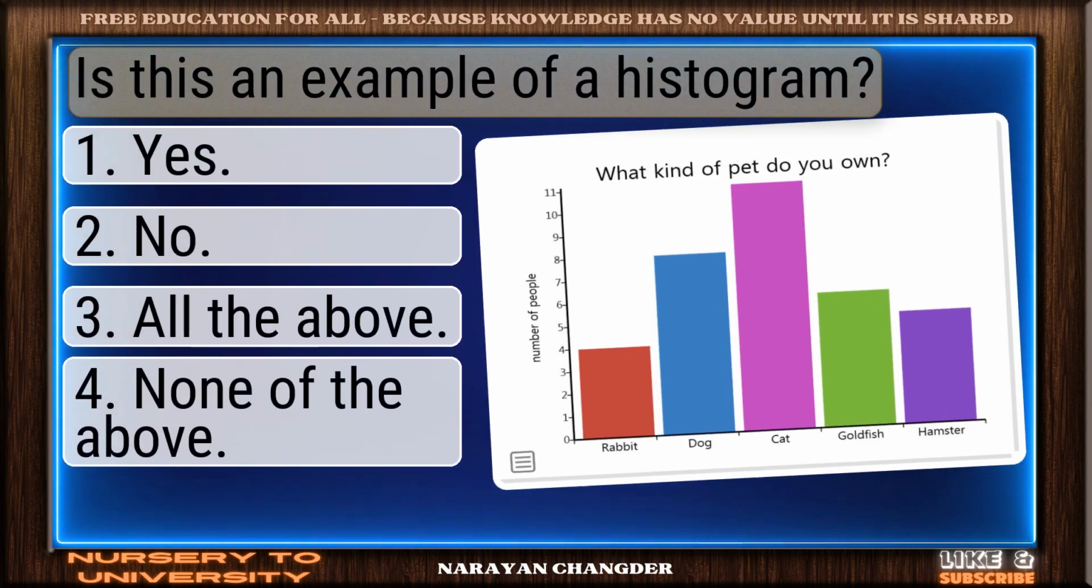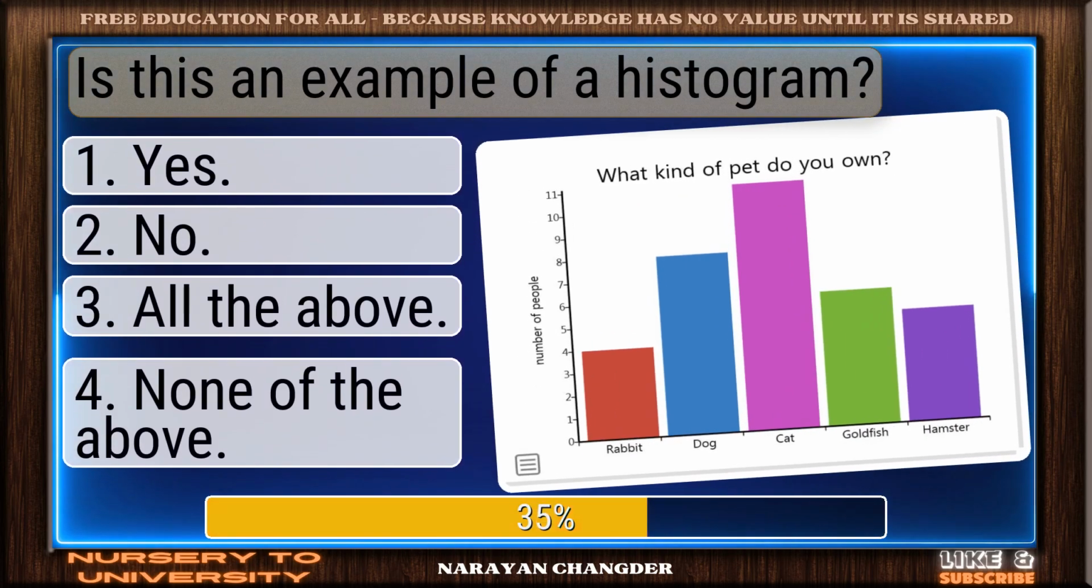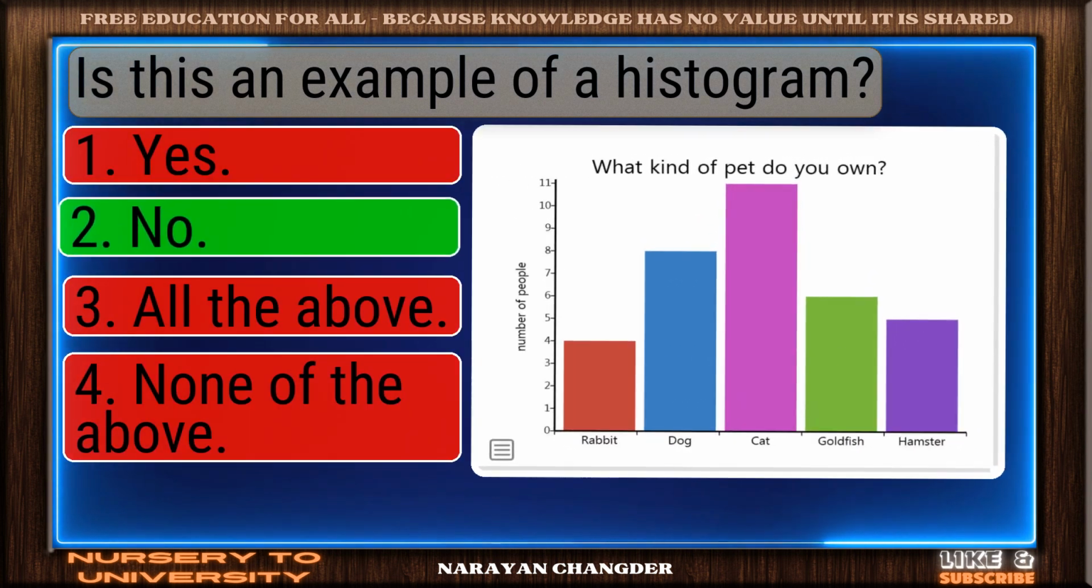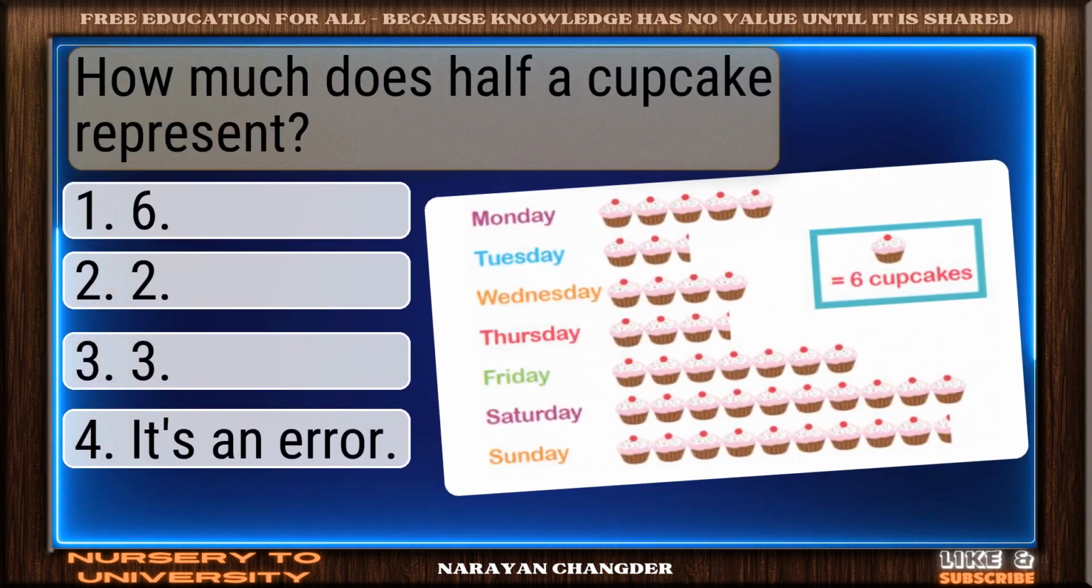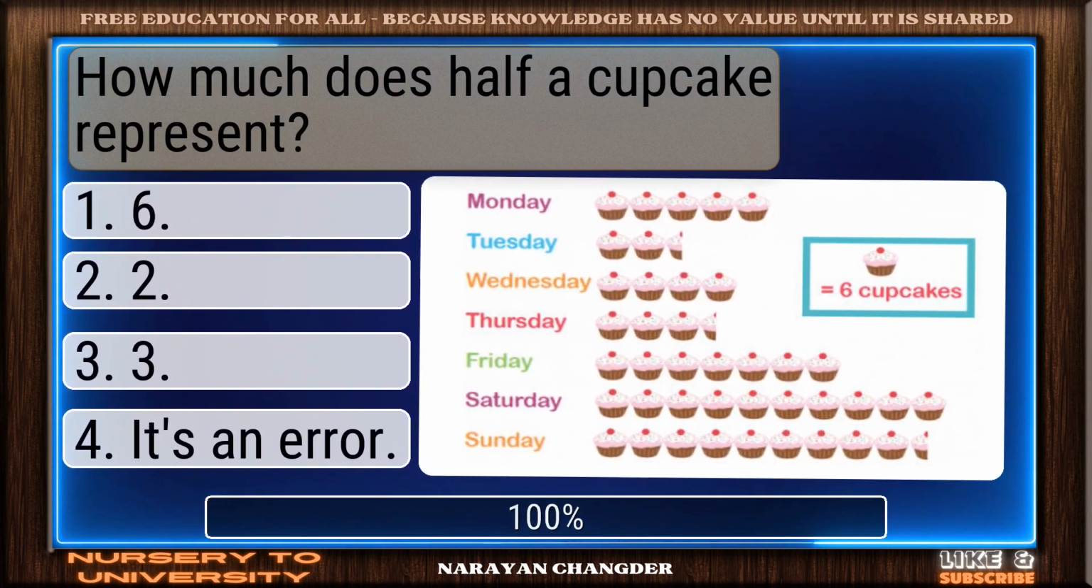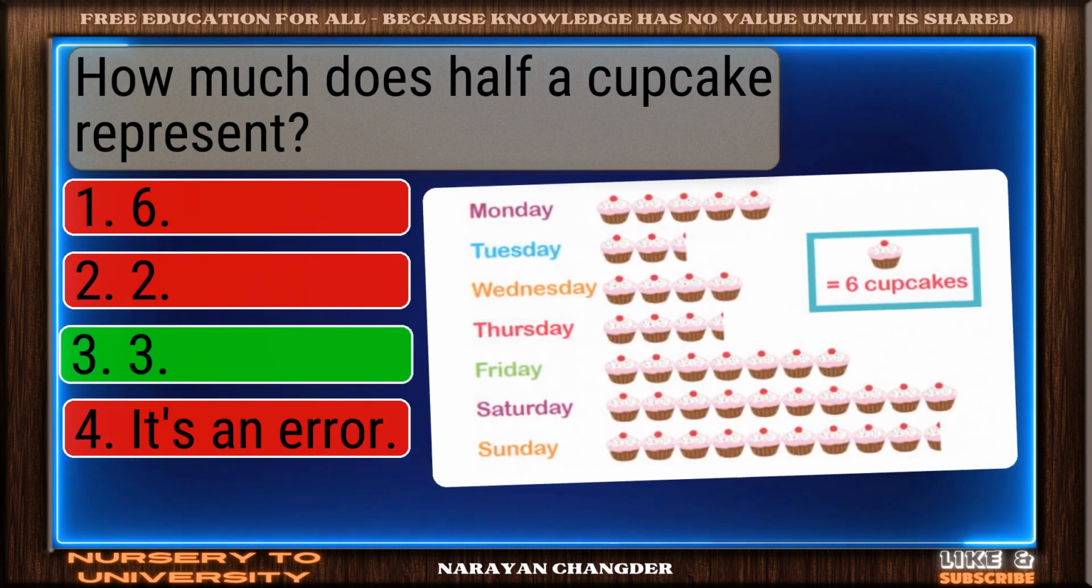Is this an example of a histogram? No is right. How much does half a cupcake represent? On track. 3 is correct.